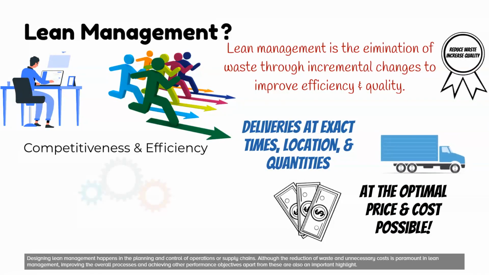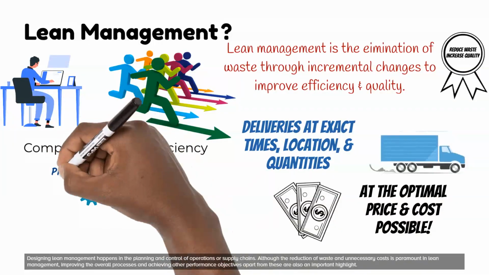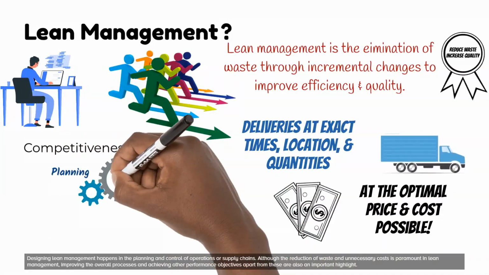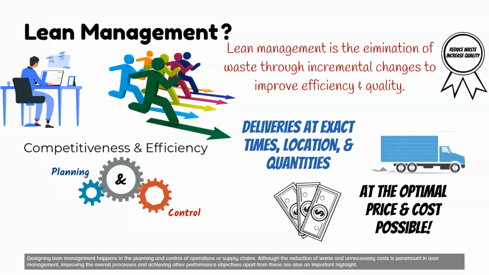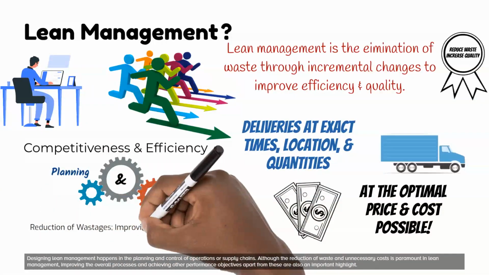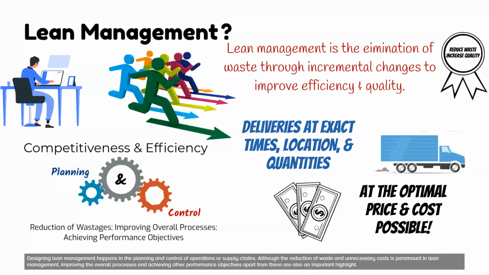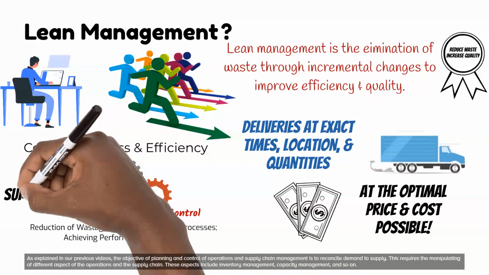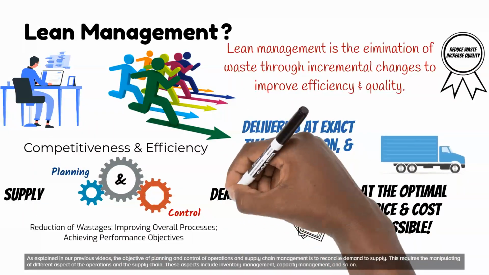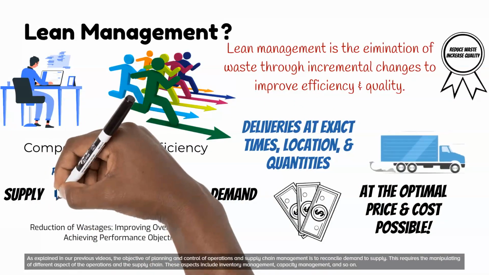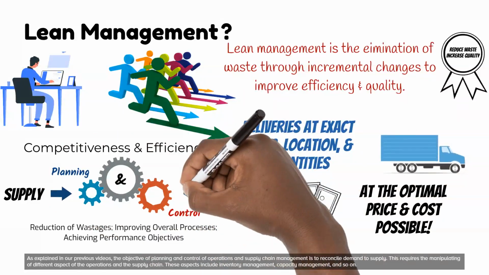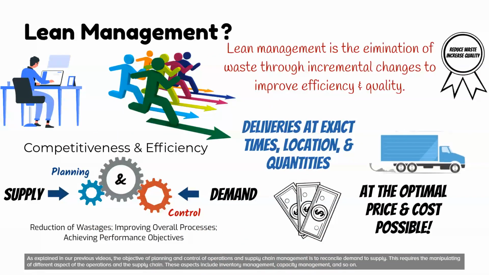Designing lean management happens in the planning and control of operations or supply chains. Although the reduction of waste and unnecessary costs is paramount in lean management, improving the overall processes and achieving other performance objectives apart from these are also an important highlight. As explained in our previous videos, the objective of planning and control of operations and supply chain management is to reconcile demand to supply. This requires the manipulating of different aspects of the operations and the supply chain. These aspects include inventory management, capacity management, and so on.